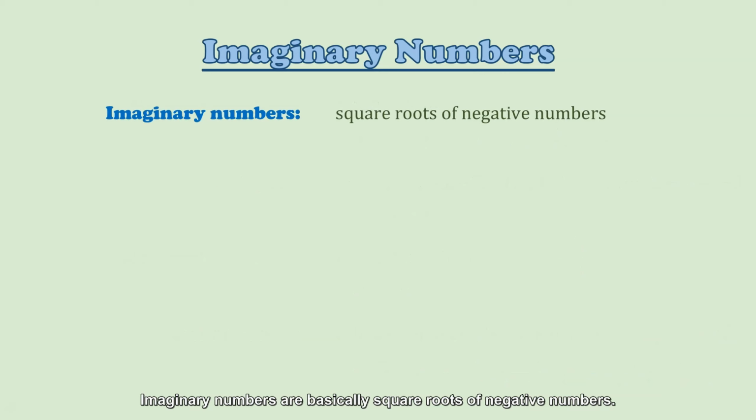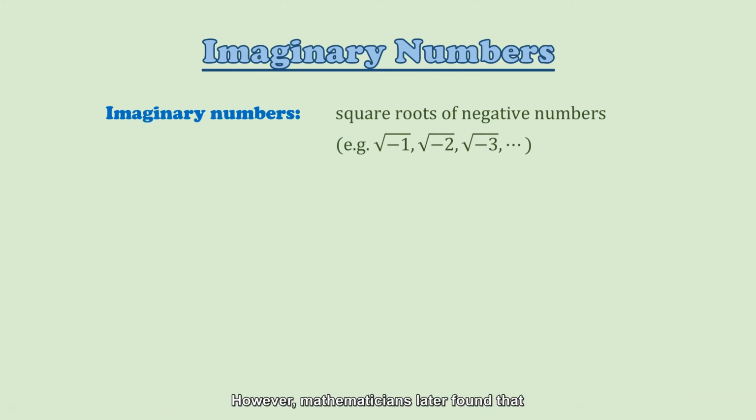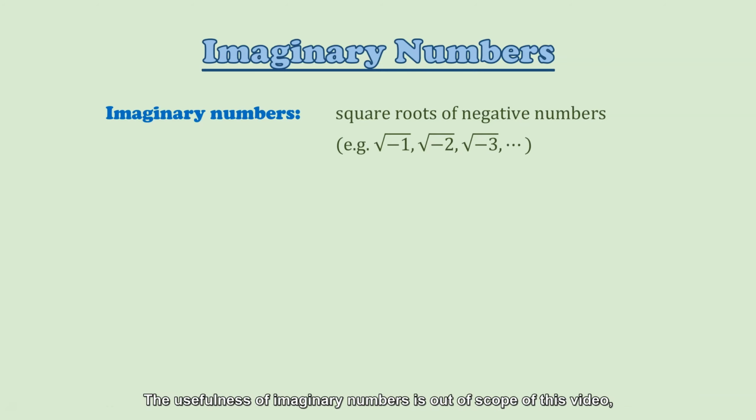Imaginary numbers are basically square roots of negative numbers. We call them imaginary numbers because this concept was invented out of imagination. At first glance, imaginary numbers seem to have no practical use in mathematics. However, mathematicians later found that the concept of imaginary numbers was actually extremely important and useful in algebra. The usefulness of imaginary numbers is out of scope of this video, and it will be discussed in the university level. Right now, let's try to focus on how we define and manipulate imaginary numbers.